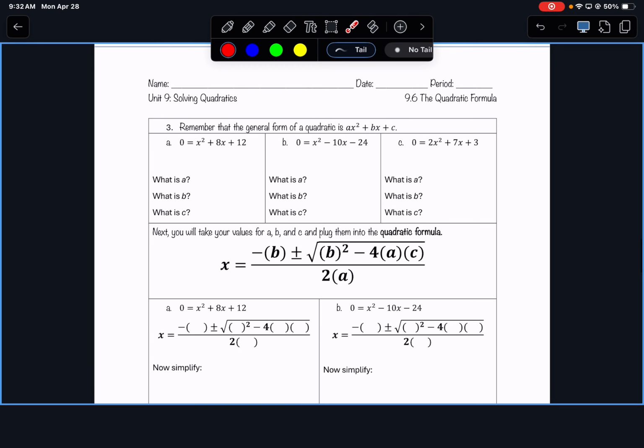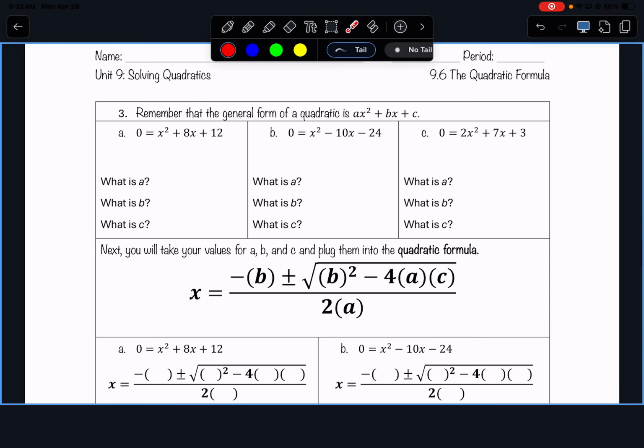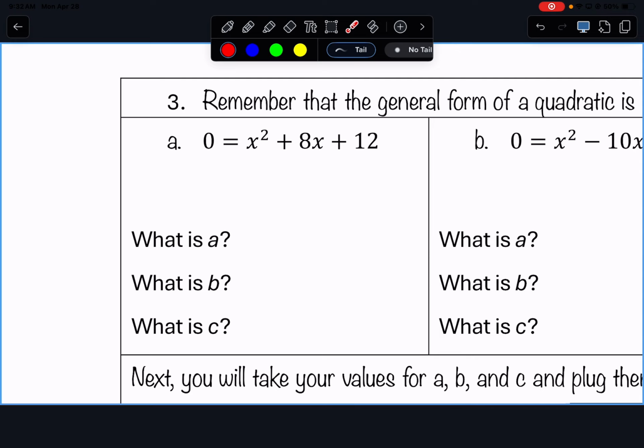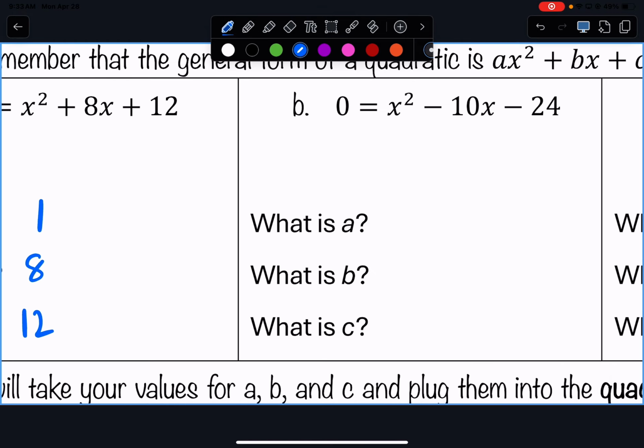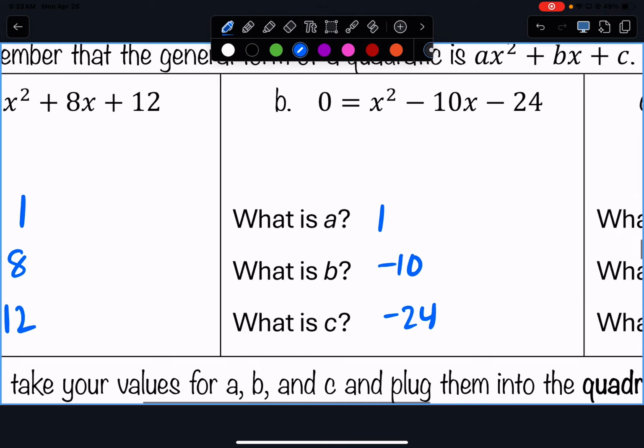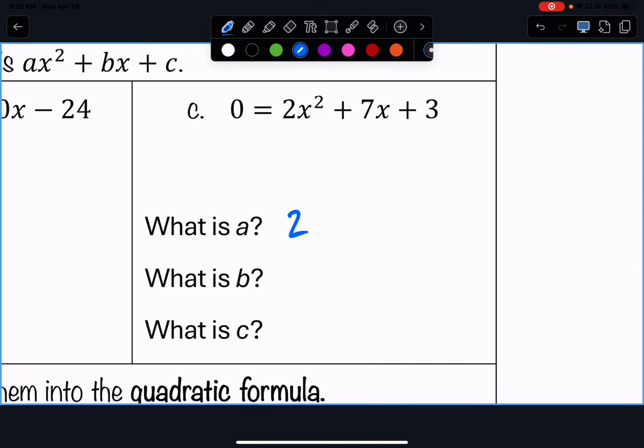So the quadratic formula really is just a plug and chug problem. We first start with the part that makes or breaks us being able to do the quadratic formula: finding what A, B, and C are. For 3a, what is A? It's not x squared, but it's 1. What is B? 8. What is C? 12. For B, what is A? 1. What is B? Negative... What is C? Negative 4. For number C, what is A? 2. What is B? 7. What is C? 3.